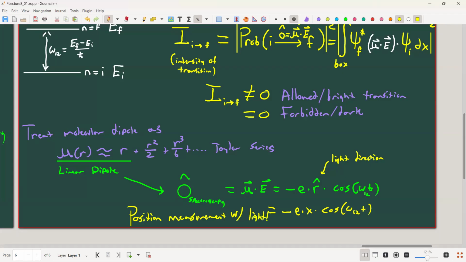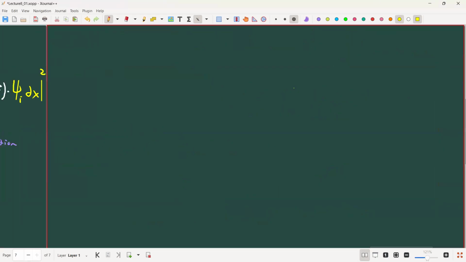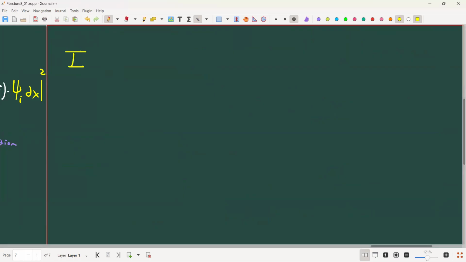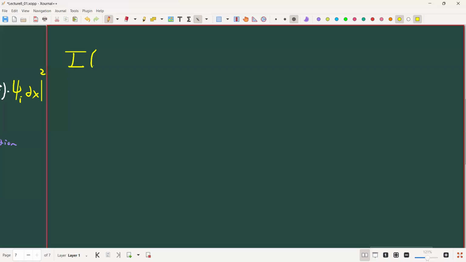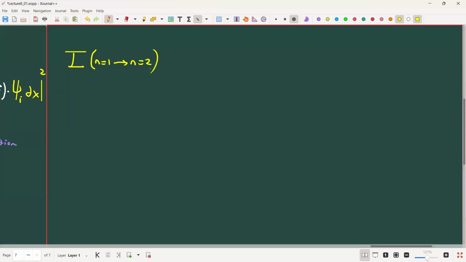So let's go ahead and calculate that. We have everything we need: a wave function, an operator, an integral, a box. Let's do a quick calculation. So the intensity, from n equals 1 to n equals 2. We'll just do the basic one.